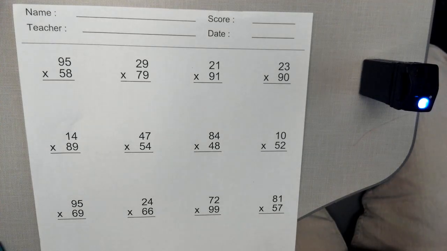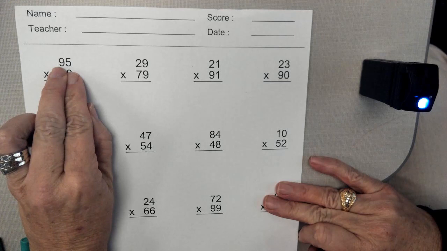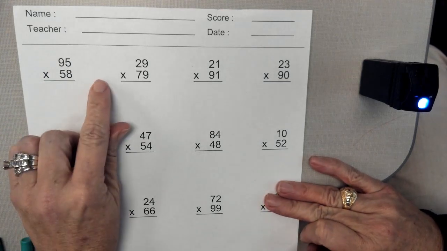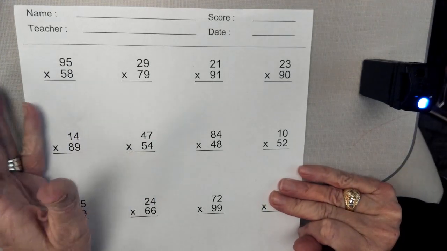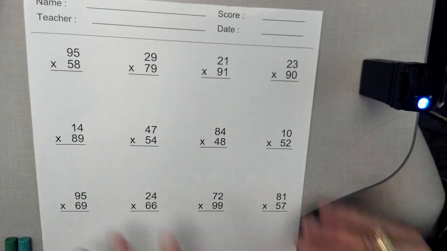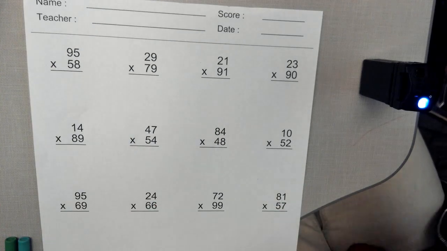Alright, boys and girls, so today we're going to practice multiplying 2 digits by 2 digits. Whenever we're multiplying, we always want to start with an estimate because an estimate is going to help us decide if our answer is reasonable.